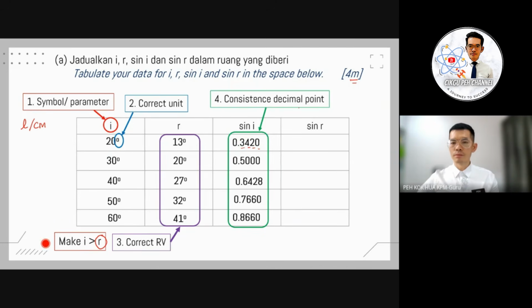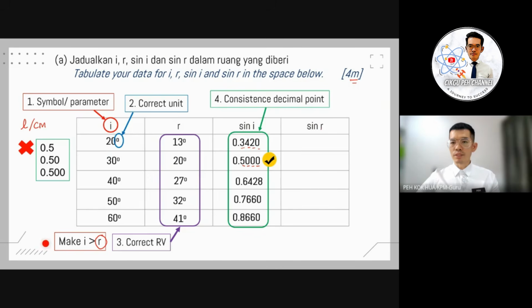So what does consistent decimal point mean? You can see all the readings of sin I here have the same number of decimal places, which is 4. For example, if you press sin 30 on your calculator, you actually get 0.5. So to give consistent decimal places here, you must also give 4 decimal places, 0.5000. If you write 0.5, 0.50, or 0.500, the decimal places will be considered not consistent, and the mark will be deducted.